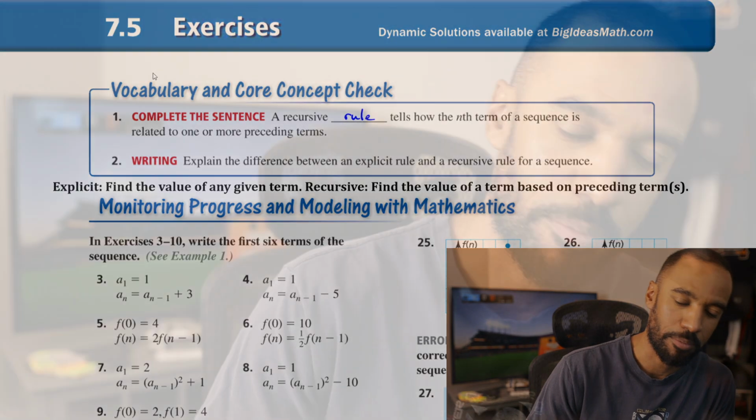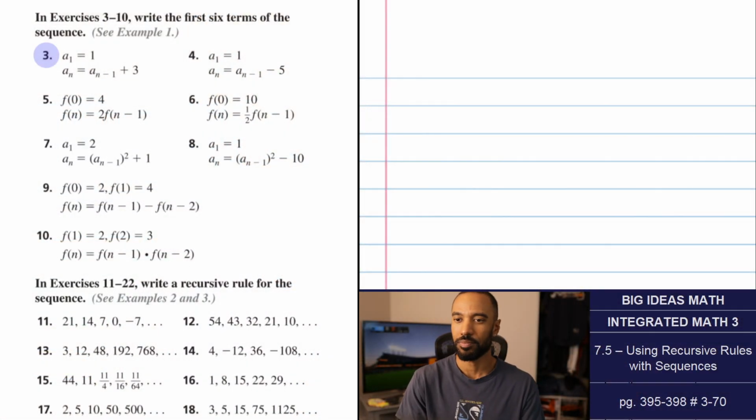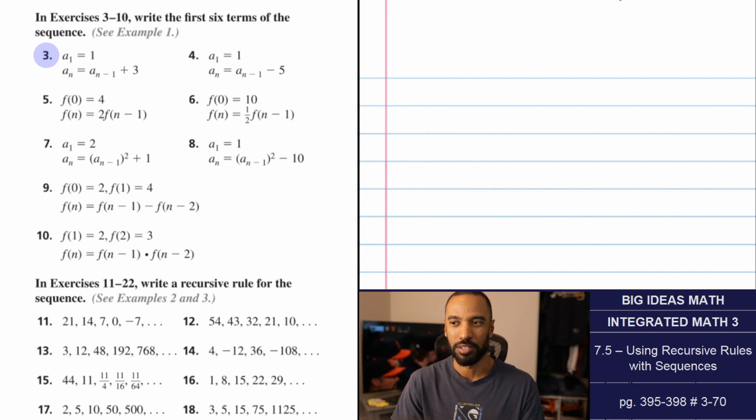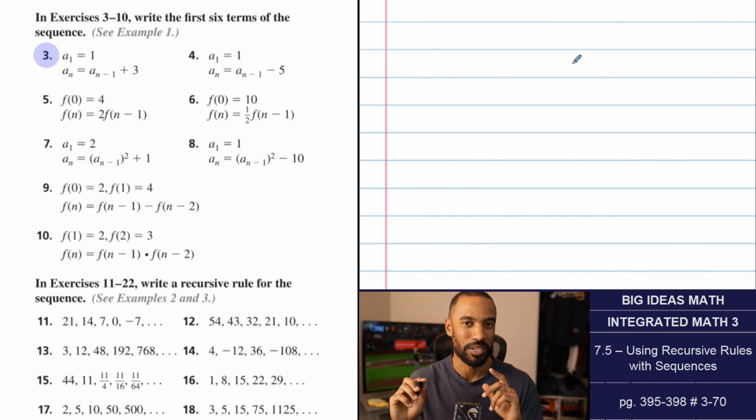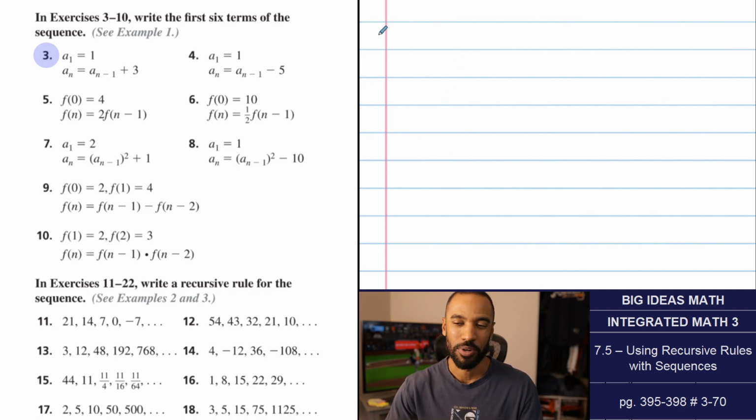All right, guys, I have numbers 3 through 70. I'm kind of dreading it. We'll see where we go from here. Good luck to us. Here we go. The thing that I'm dreading with it mostly is because I pretty recently came off doing a recursive thing. And outside of those word problems, I'm not really seeing too much of a difference between what IM1 was doing and what IM3 is doing. So welcome back to some IM1 stuff, I guess.